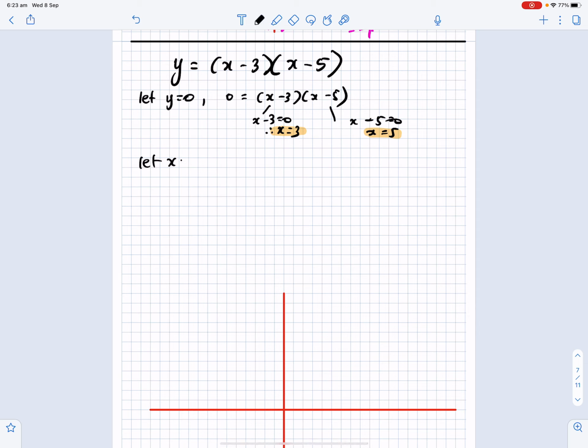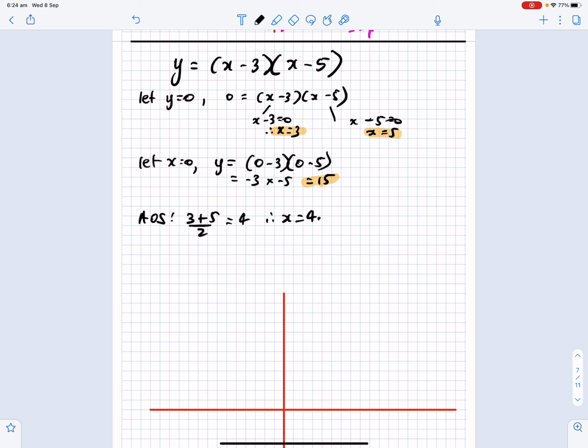Now we let x is equal to 0 to find the y-intercept, and you get 0 minus 3 times 0 minus 5, which is minus 3 times minus 5, which is positive 15. So there's our y-intercept. Now our axis of symmetry, we're going to add the two x values and divide by 2, which is going to be equal to 4. So x is equal to 4 is our axis of symmetry.